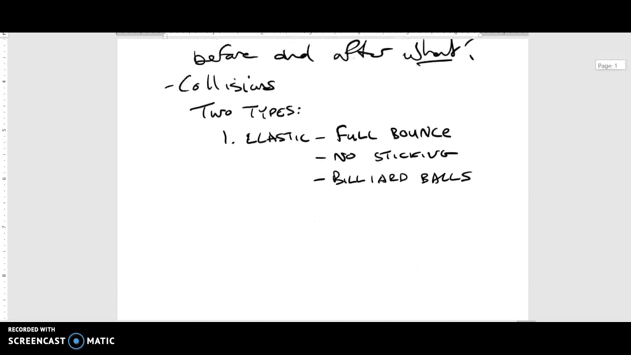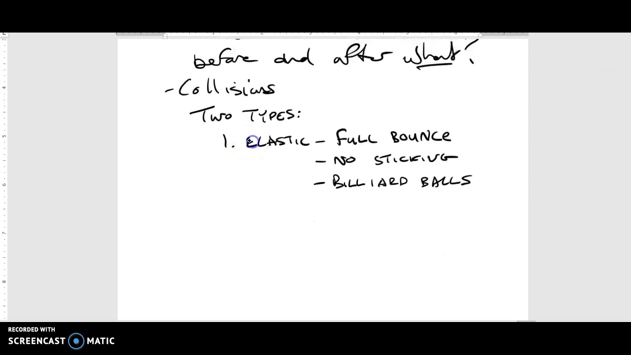This type we think about a lot. Elastic, you might think that means squishy, like a rubber band or a rubber ball or something, but that's not how it's meant in this sense. In this sense, elastic means full bounce and no sticking. And pool balls, they're very, very hard.